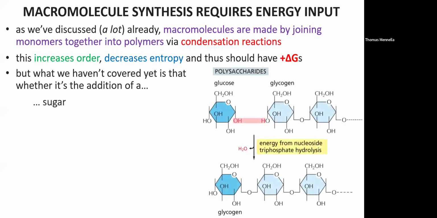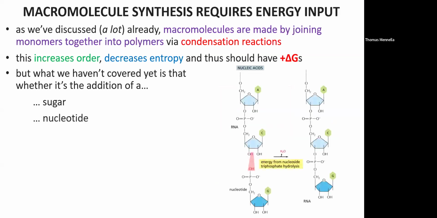We've touched on an example of that. What we haven't covered yet is that whether it's the addition of a sugar, such as we see here, we're adding a glucose to a growing chain of glycogen. Glycogen is a polysaccharide, it's a polymer. We're going to do a condensation reaction, as you see on the screen, to add one more glucose monomer to the chain, and in doing so, we're reducing entropy. Or whether it's the addition of a nucleotide.